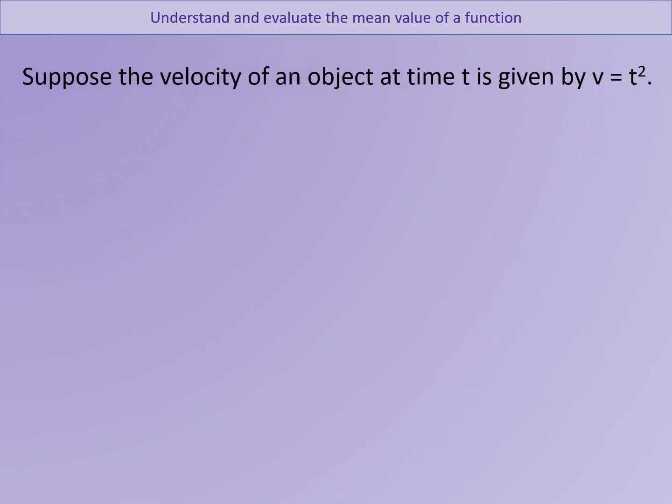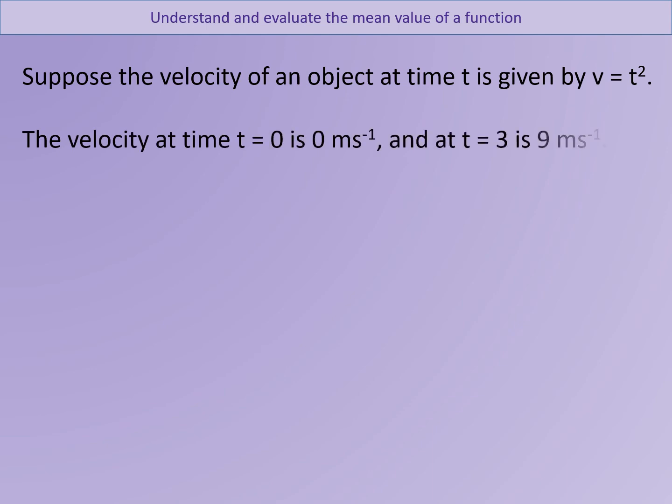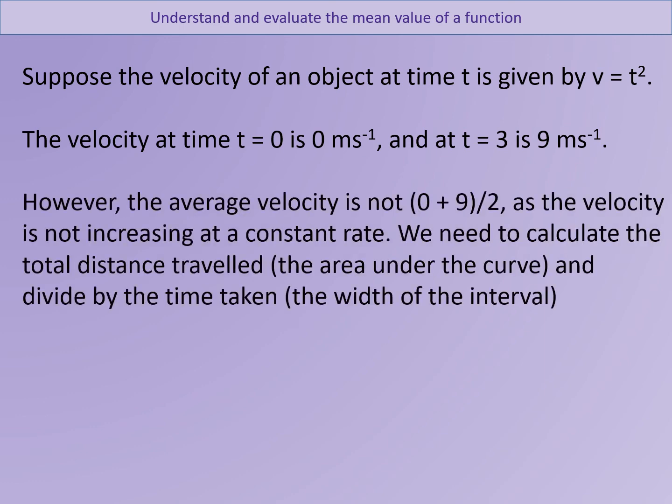I'm now going to suppose that the velocity of an object at time t is given by the formula v equals t squared. So from this we can see that the velocity at time t equals 0 would be 0 meters per second, and the velocity at time t equals 3 would be 9 meters per second. However, because this is not a linear increase, we cannot assume that the average velocity will just be the average of the two endpoints, 0 plus 9 divided by 2. It will not be 4.5.